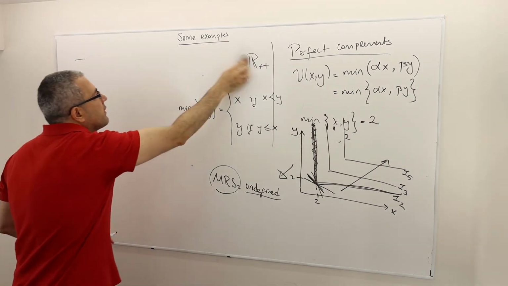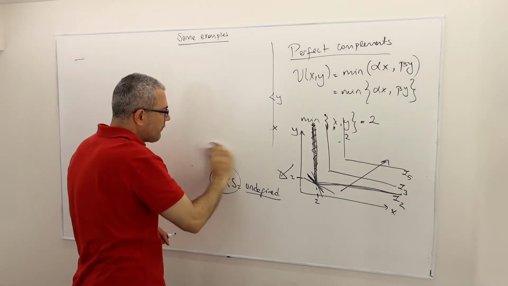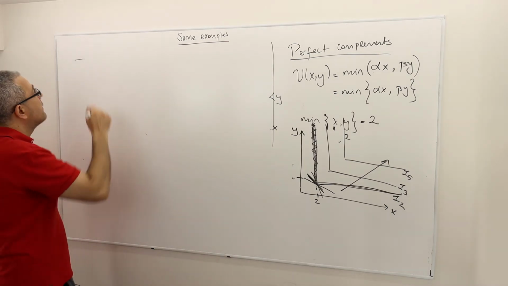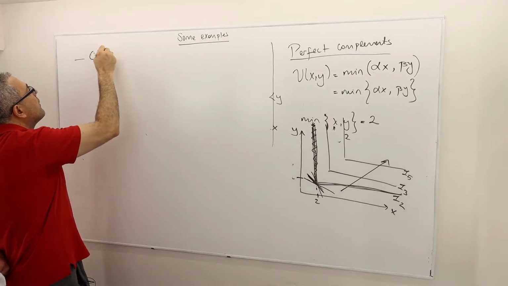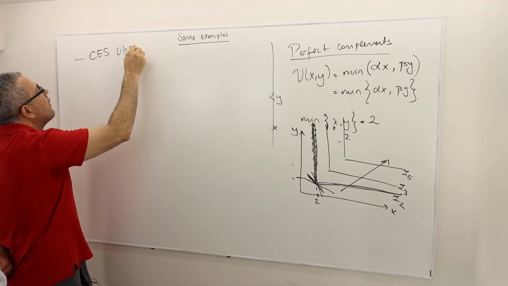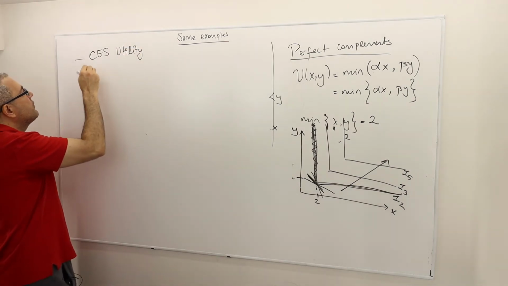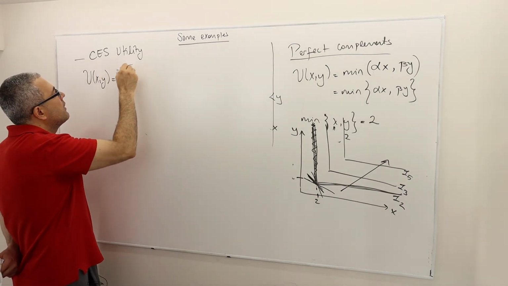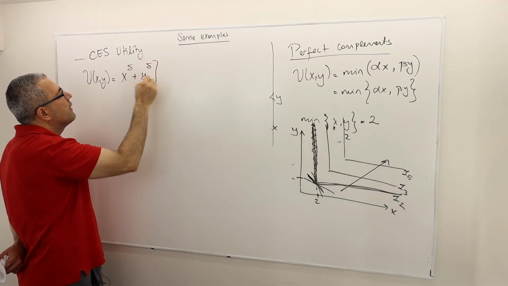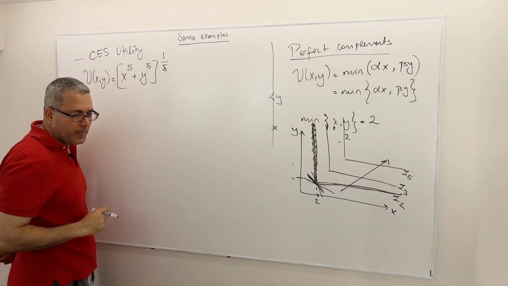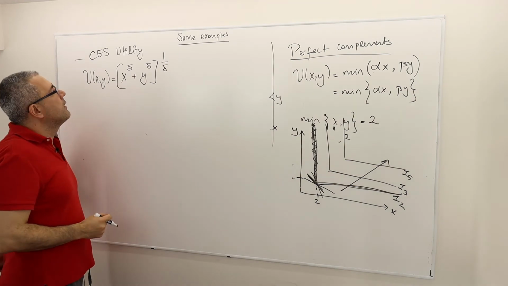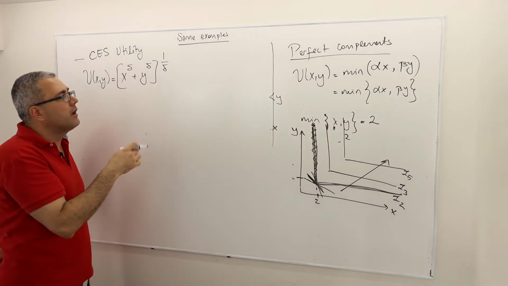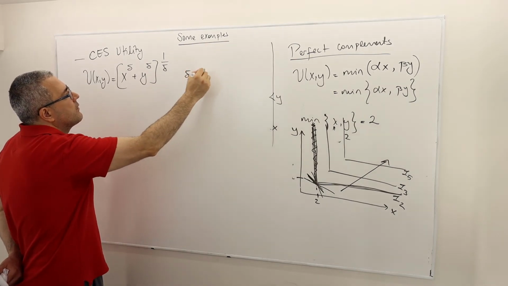All right. So the next example is what we call the CES utility. It's also a widely used utility function, especially in macro theory. Its functional form is something like this. U of x, y is equal to (x to the power delta plus y to the power delta) to the power 1 over delta. All right? That's it. The delta is just any number. It's just a real number.